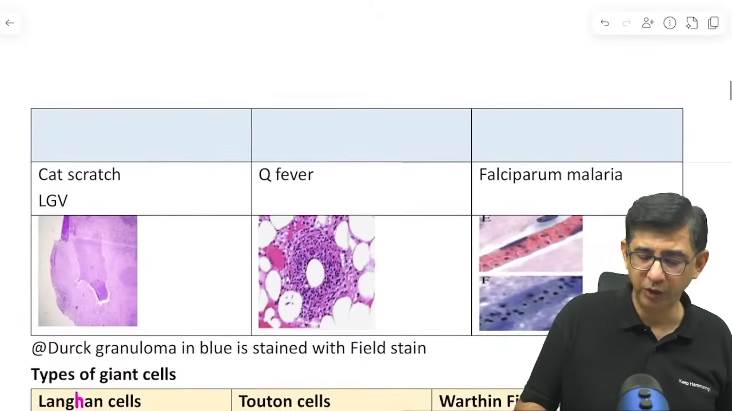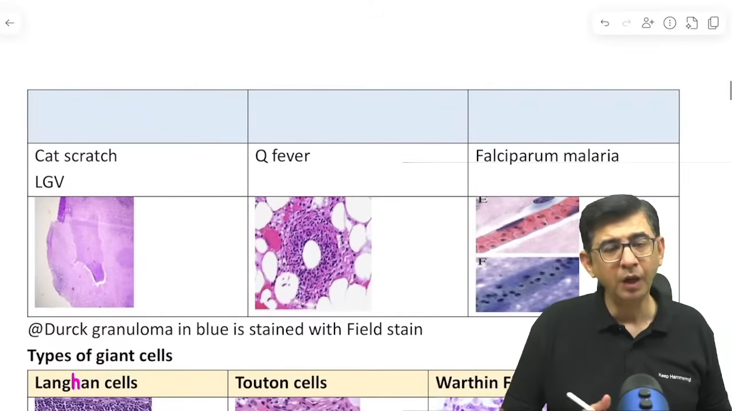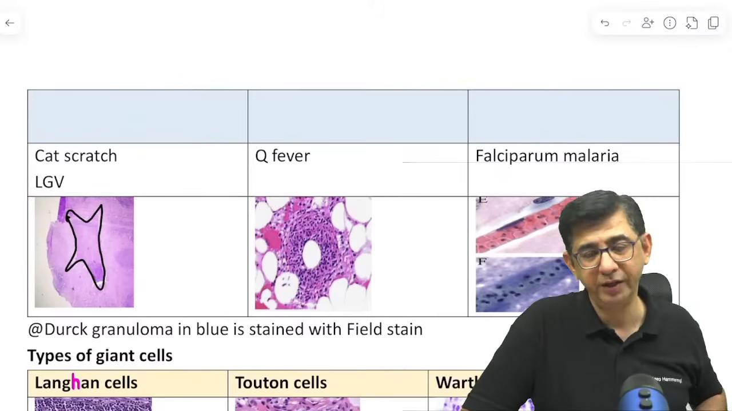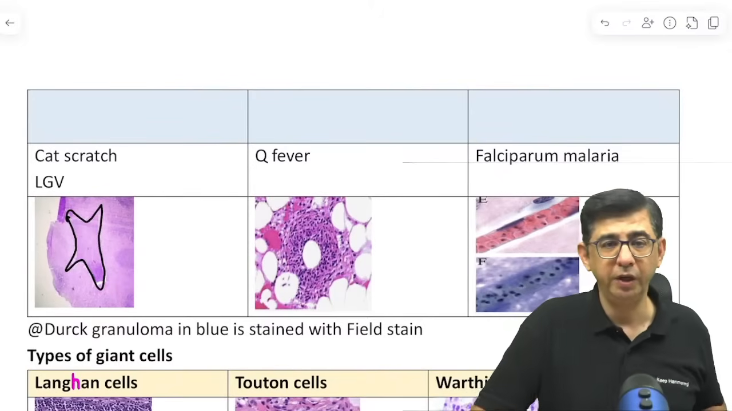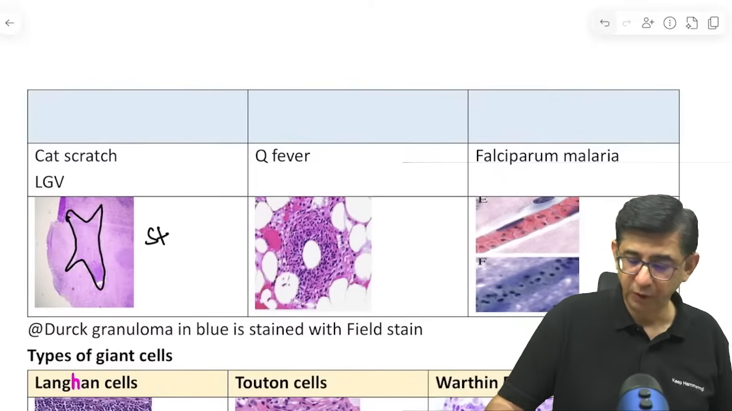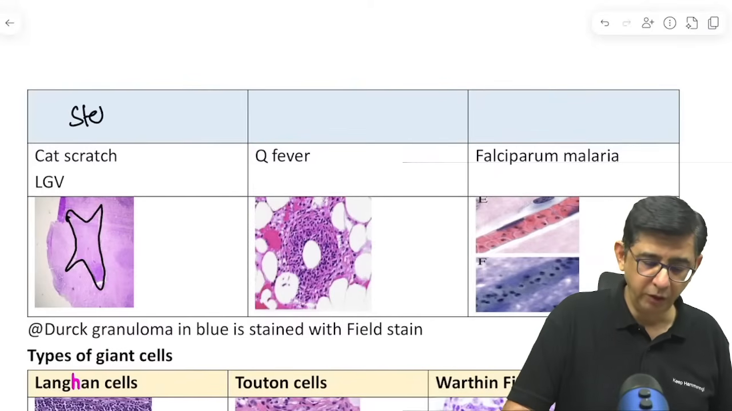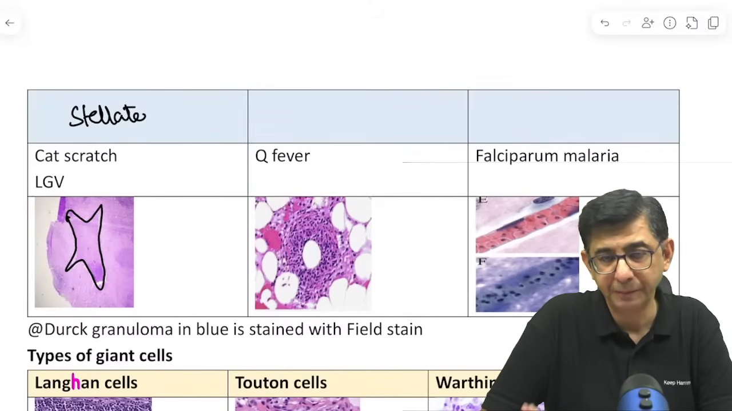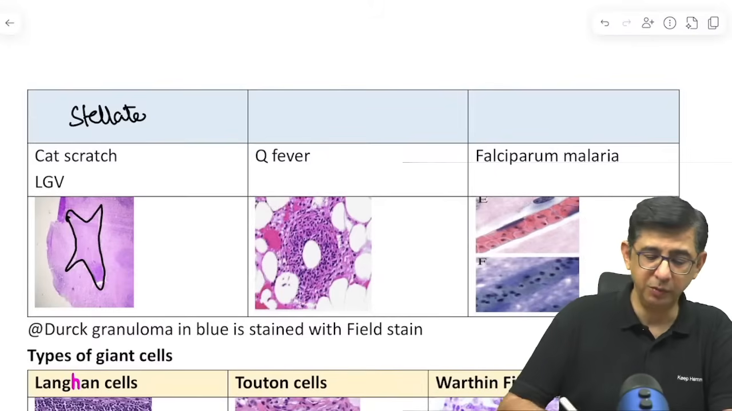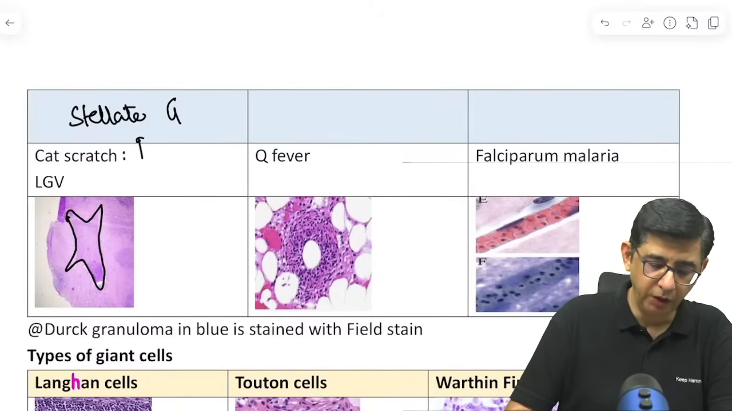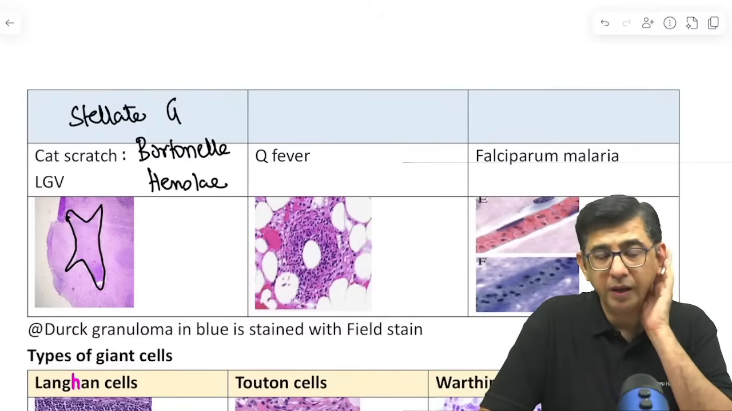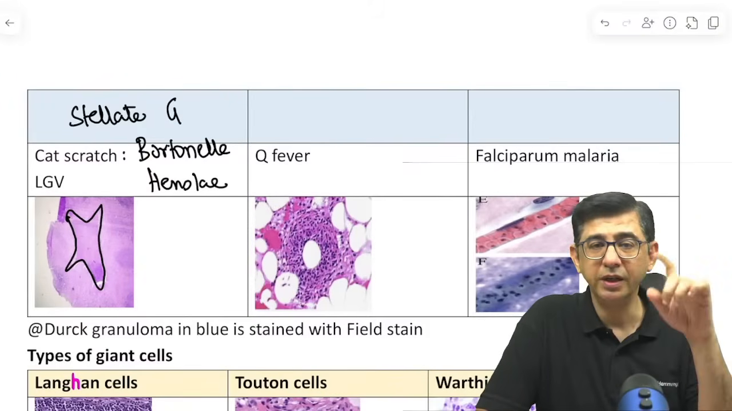Before I do that, a few more aspects for granulomas. Spot diagnosis, this was given as an image: stellate granuloma. At the moment it is not a stellate shaped cell, but I'm talking about a stellate granuloma, which would be seen with cat scratch disease. You can tell me the organism responsible for stellate granuloma. The organism would be Bartonella henselae, and Bartonella henselae also causes a disease in HIV positive patients.